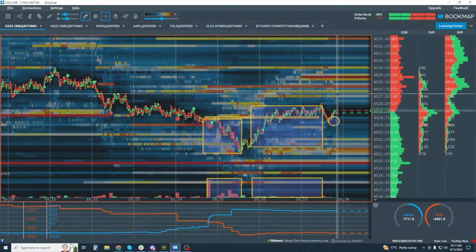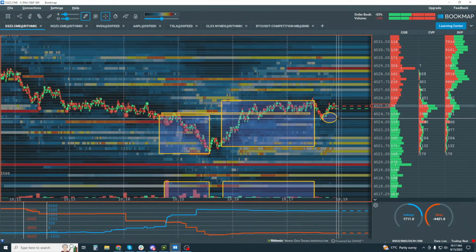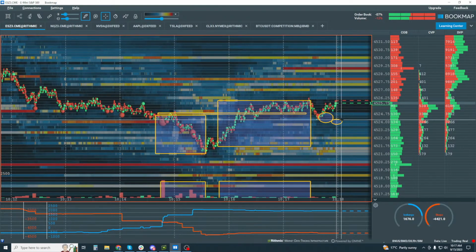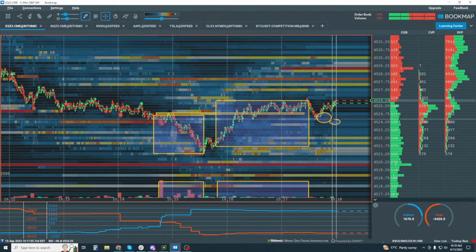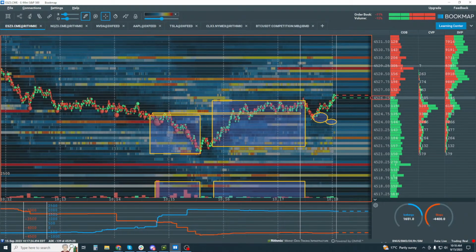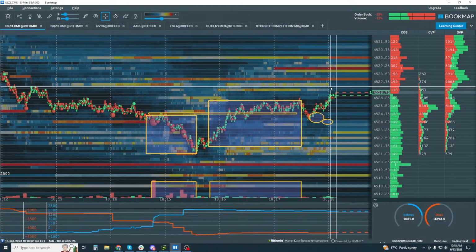And right now we got our pullback here. Okay, and now we're looking for our sellers again in these areas here, around 24.5 or so, for that continuation move. All right, any questions on this? Okay, we're not getting it right now.